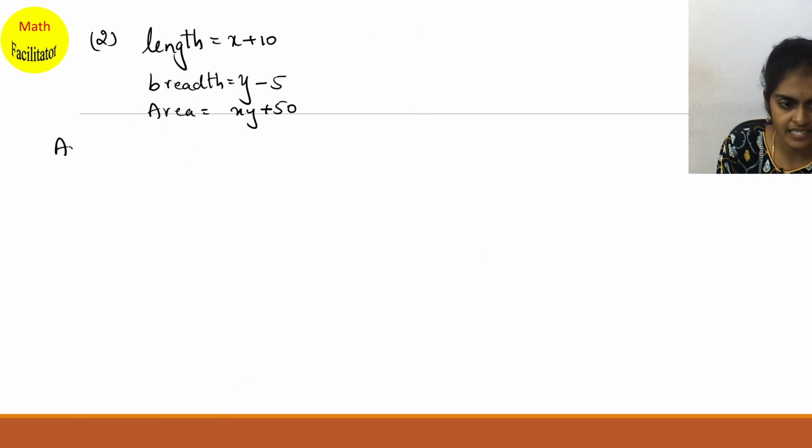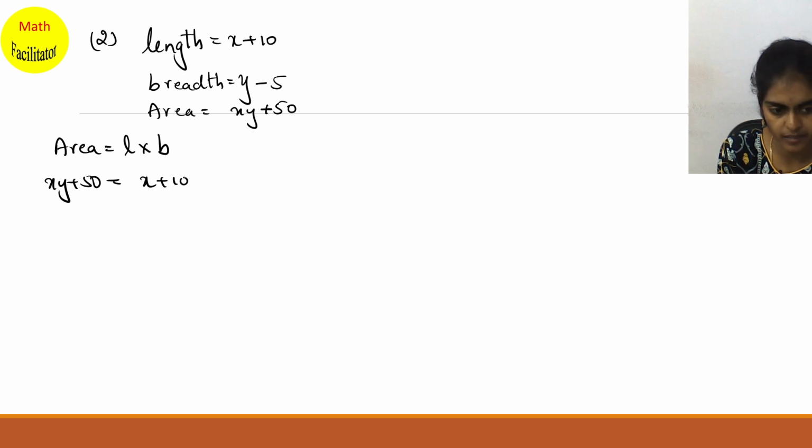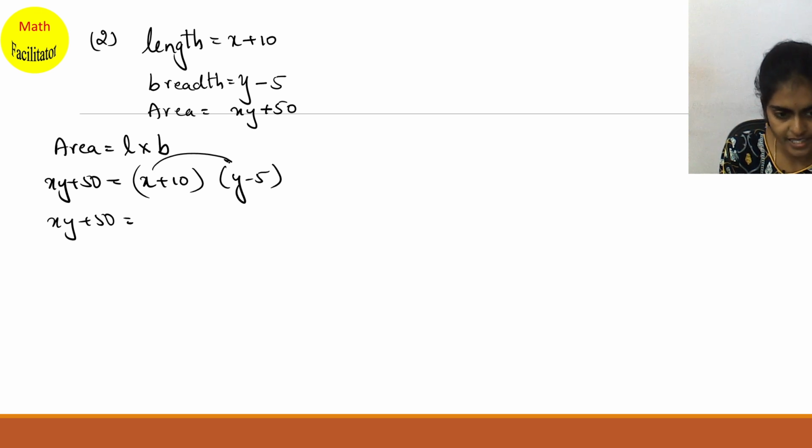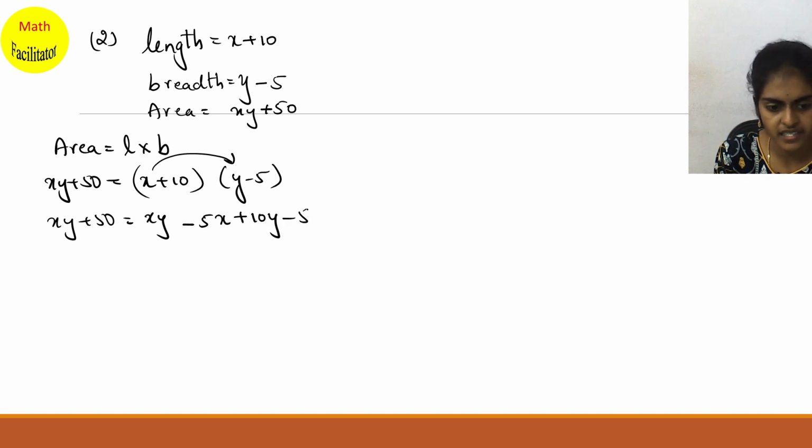So let us write this condition also. Area I can write as length into breadth. So area xy plus 50 is equal to x plus 10 into y minus 5. Right, so let us calculate it further. So you will have xy plus 50 is equal to, with x you will multiply y minus 5, so x into y is xy, minus x into 5 is 5x, plus 10y minus 50.